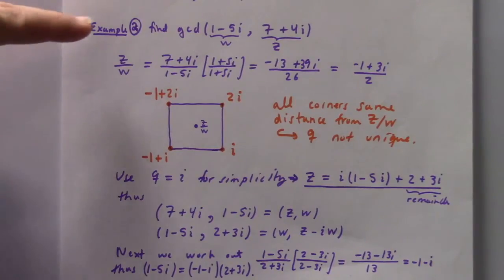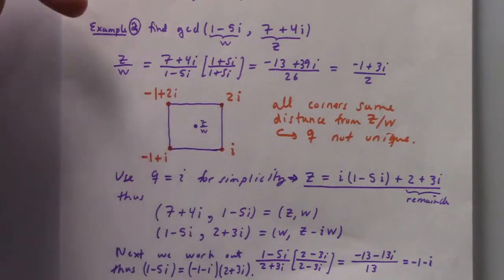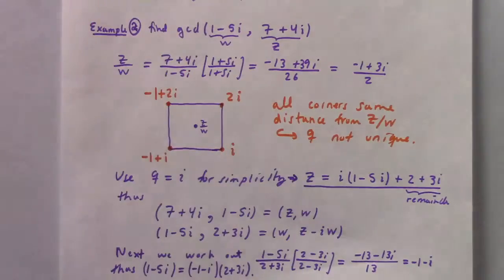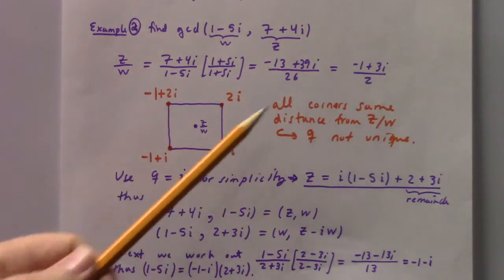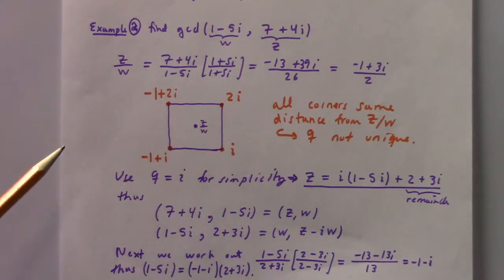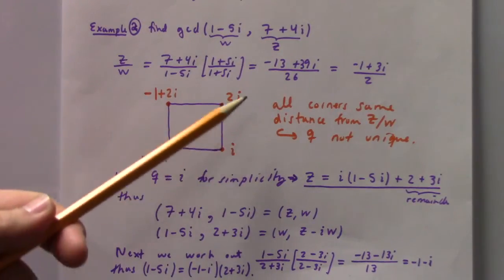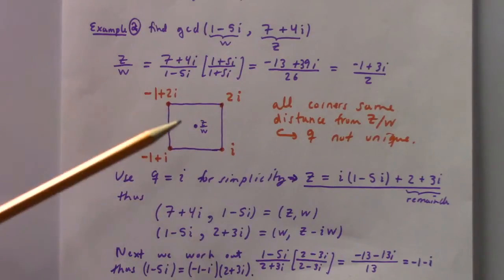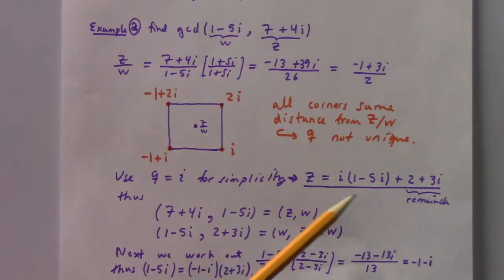Okay, example 2. Let's calculate the greatest common divisor of 1 minus 5i and 7 plus 4i. So I'll put the 7 plus 4i on top and the 1 minus 5i on the bottom. Usual thing, rationalize. That gives me this complex number, which is right in the middle of four possible quotients. All things being equal, choose the easy one, choose i. You see the choice of quotient is certainly not unique, especially in this one. Anyway, q equals i for simplicity, and then out pops the remainder of 2 plus 3i.